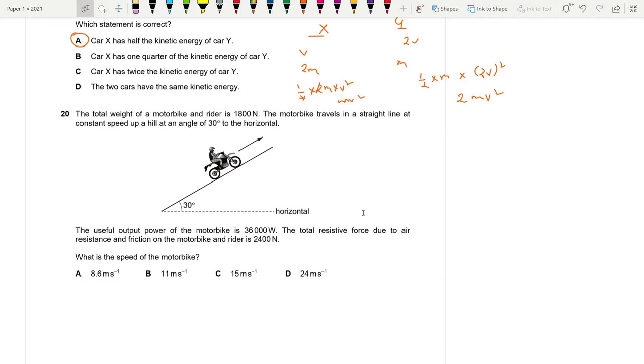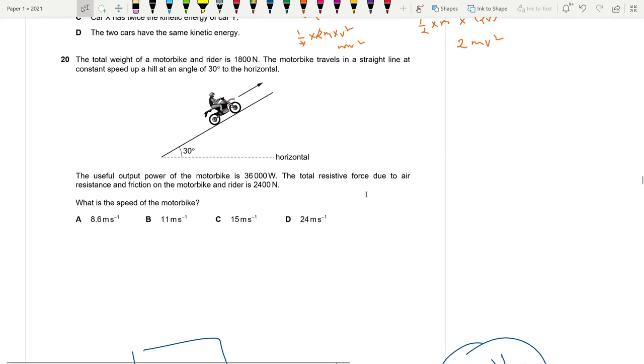Basically, the useful output power of the motorbike is 36,000 watts. The total resistive force, resistance and friction of the motorbike and rider is 2400. What is the speed of the motorbike? The keyword is constant speed, right?